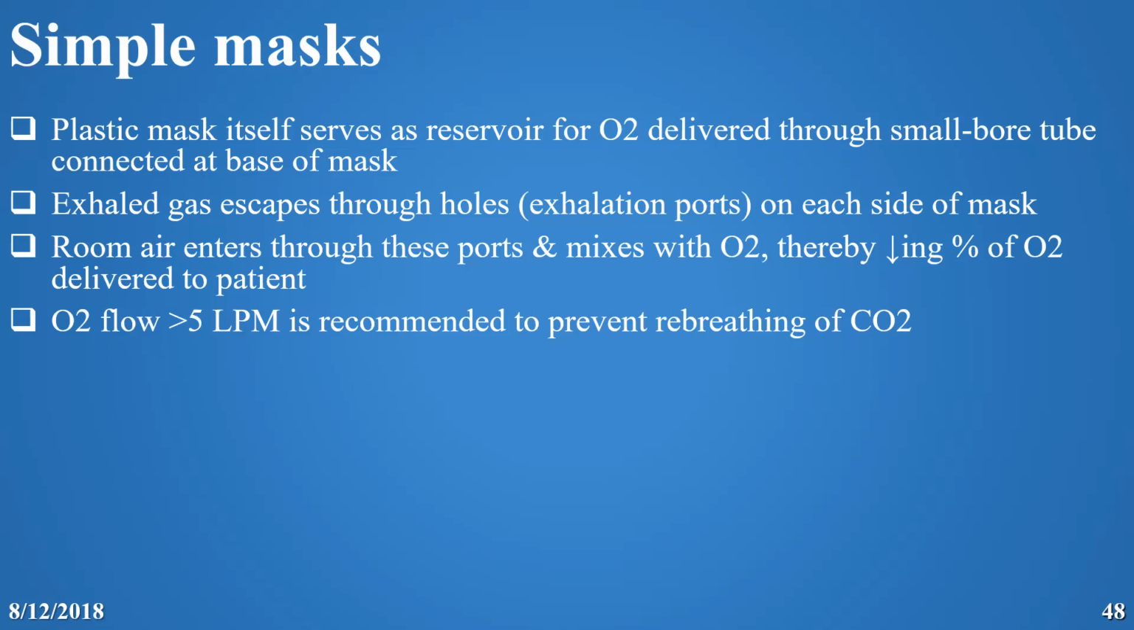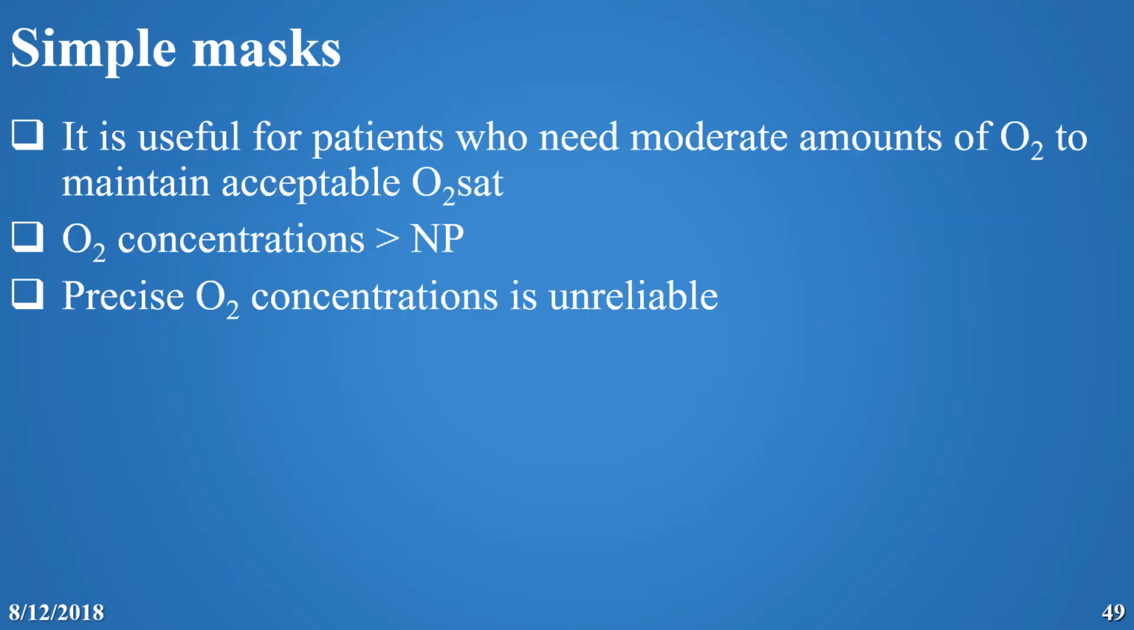If you don't have that, you can use different ports, and each port has a color, each color has a flow, and each flow will give a percentage of oxygen. So all are simple masks, but the difference is you have one flow, or you have dialed flow, or you have various flow ports. Okay, thank you. So if you want to prevent rebreathing, you just give a flow of more than 5, or as we said, 6 to 10.